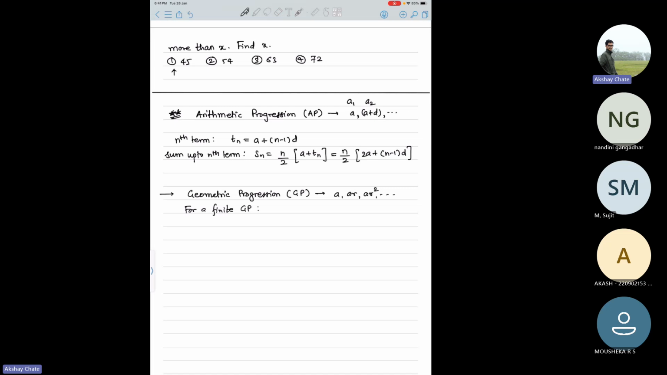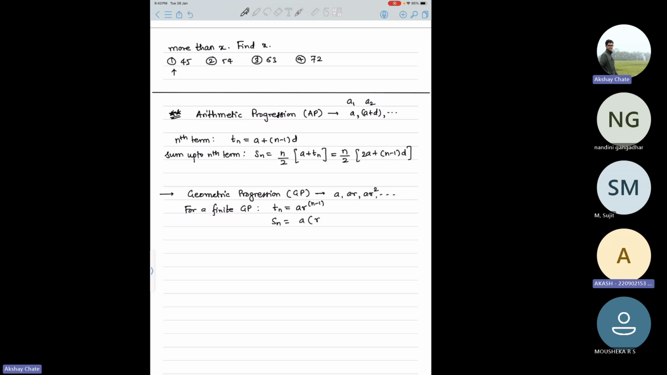GP, your nth term Tn will be A into r to the power n minus 1, right? And Sn will be, if I'm not wrong, A into r to the power n minus 1 by 2, right? One second, let me just check. I mean, this was discussed in the class also, so you should also know this. But let me just see the formula.